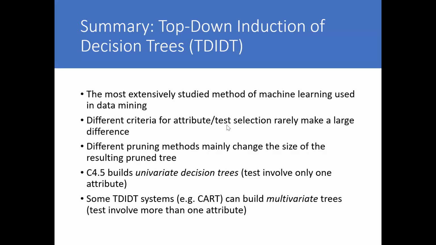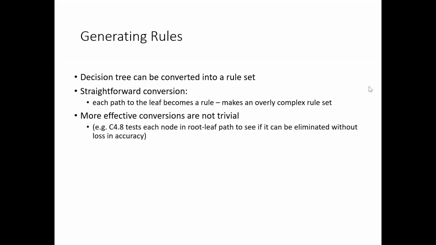So this is the summary of defining top-down induction of decision trees. You can use various different attribute selections, and then based on that you output to different classes. Okay, the next one.